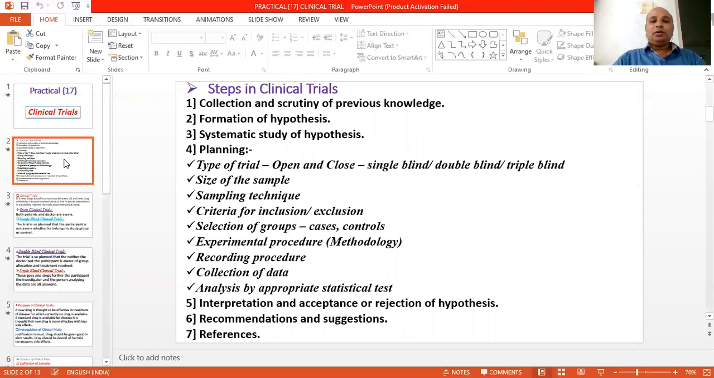Third, selection of group: cases, control, experimental procedure, methodology or recording procedure, collection of data. Fourth, analysis by appropriate statistical test. Fifth, interpretation and acceptance or rejection of hypothesis. Sixth, recommendation and suggestion. Seventh, reference.